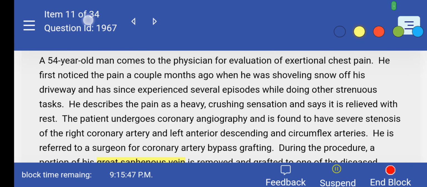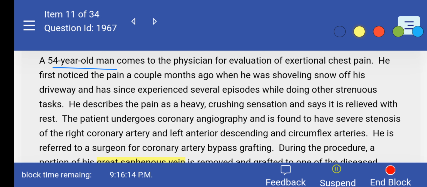Continue from question number 11. Okay, so we have a 54-year-old man who comes to the physician for evaluation of exertional chest pain. He first noticed the pain a couple months ago when he was shoveling snow off his driveway, and has since experienced several episodes while doing other strenuous tasks.